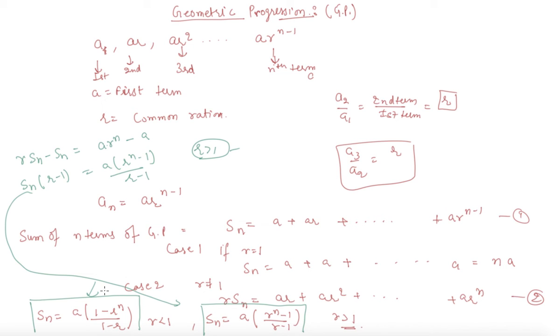Students, these are two very important formulas to find the sum of n terms of a GP. I hope you will remember them. In the next lecture, we will discuss some questions based on GP, and we will also discuss the relation between arithmetic mean and geometric mean. So stay tuned for the next lectures.